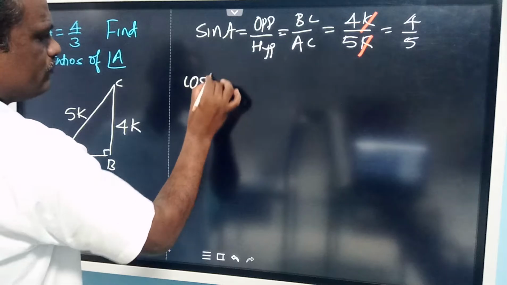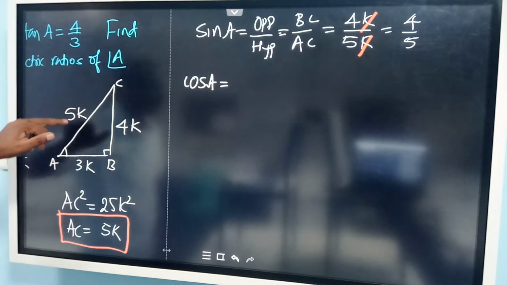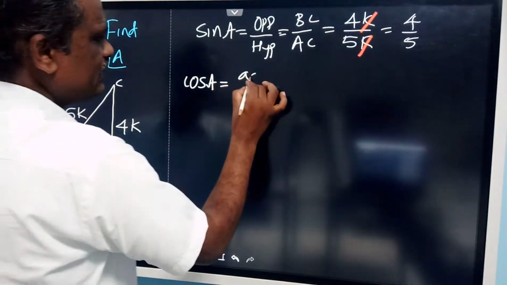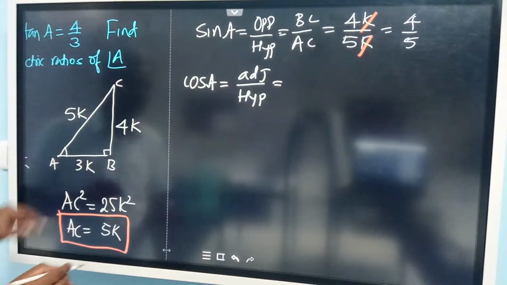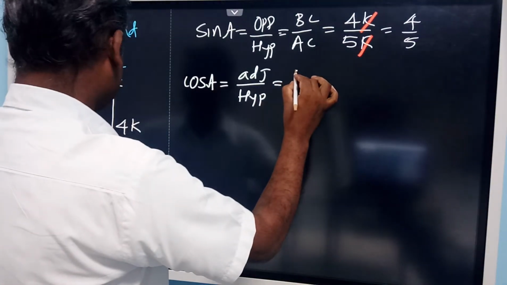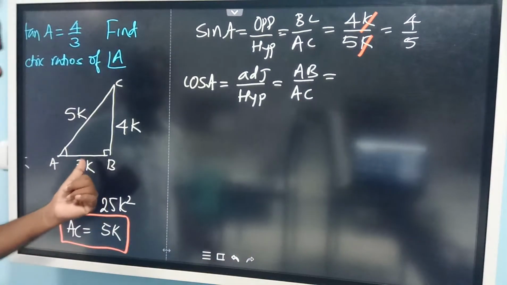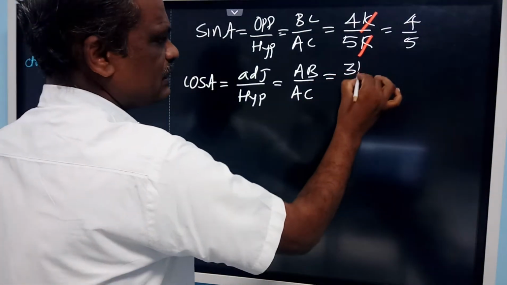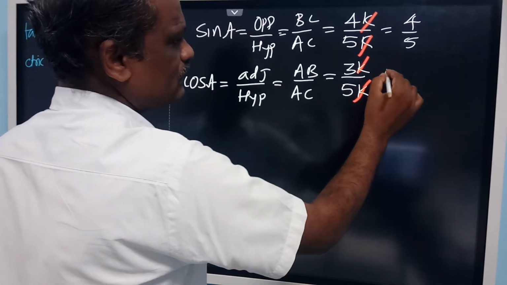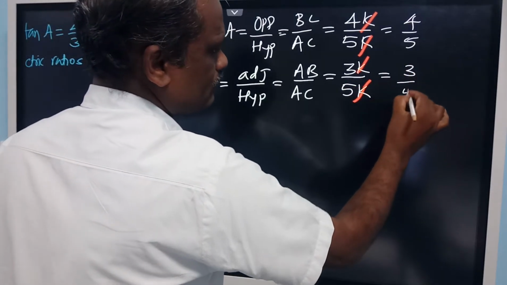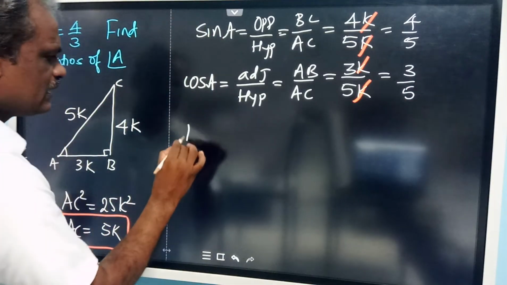Similarly cos A, it is adjacent side by hypotenuse. Here adjacent side is AB, 3k, divided by hypotenuse AC. AB value you can substitute here 3k and 5k. Again you can cancel k, you will get 3 by 5. So now we got sin A, cos A. Let us find out the third ratio.